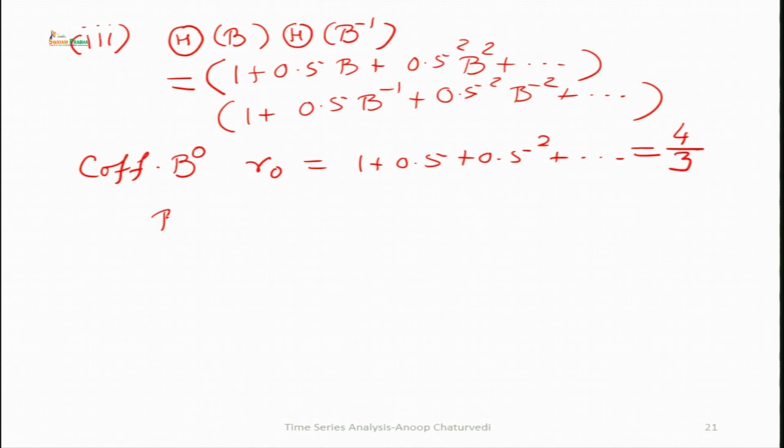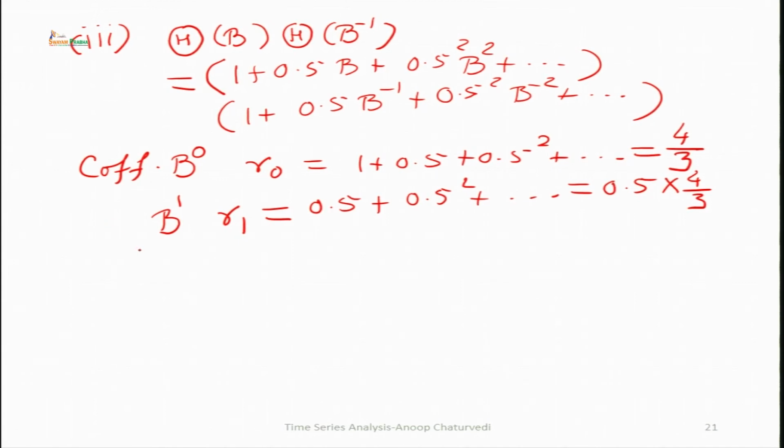Similarly, the coefficient of B to the power 1 will give you gamma 1. Say you multiply this term 0.5 B by 1, 0.5 square B square by 0.5 B inverse, and finally you again obtain a geometric series, and the sum of this geometric series is 0.5 into 4 by 3.